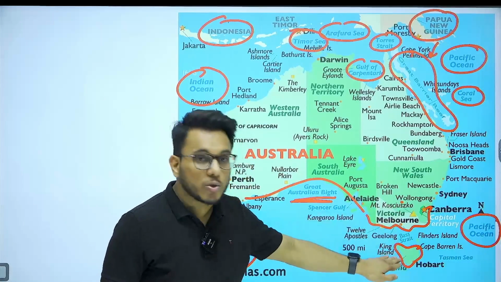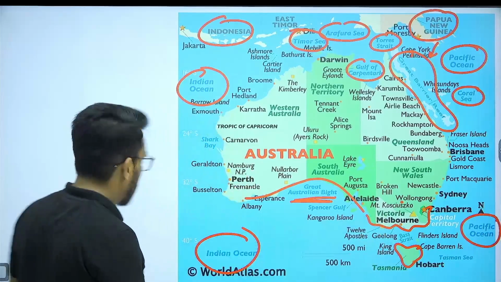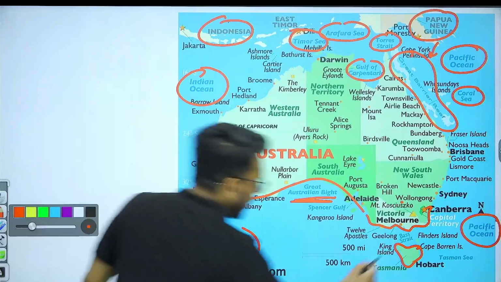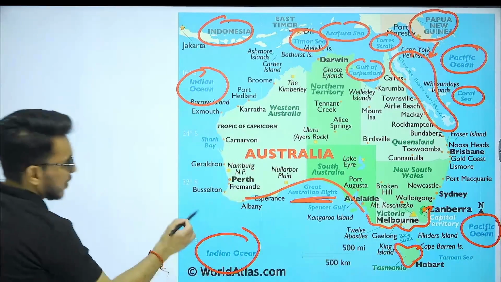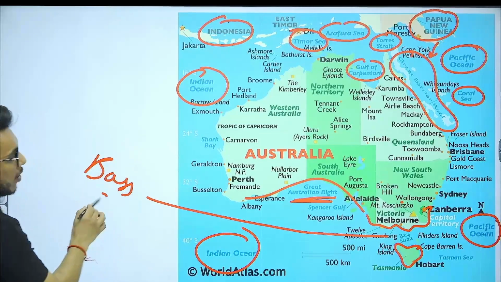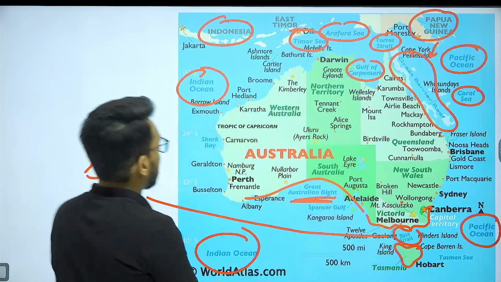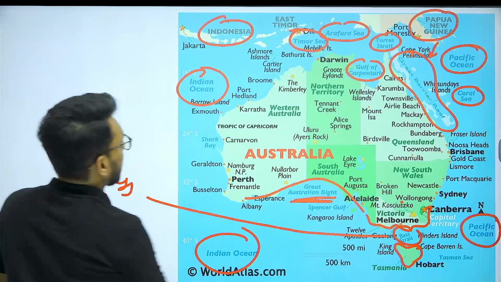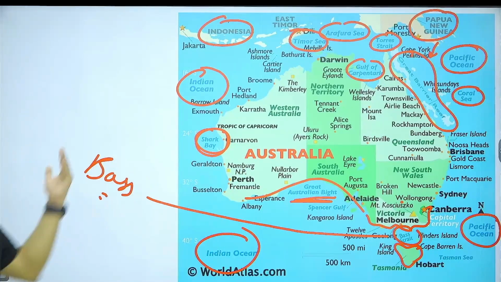So on the south of Australia, we have Tasmania. And between Tasmania and Australia, we have Bass Strait. Here there is Bass Strait, which is between Tasmania and Australia. Okay, fine. Then we have further here Shark Bay. Now, Shark Bay is on the western side of Australia.